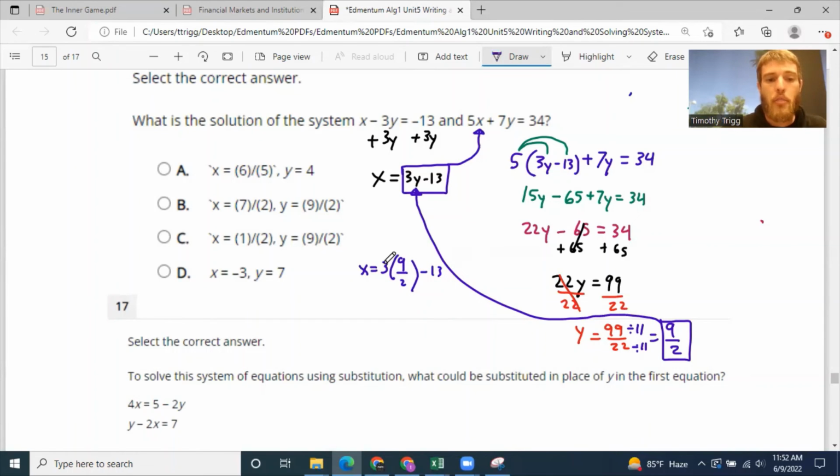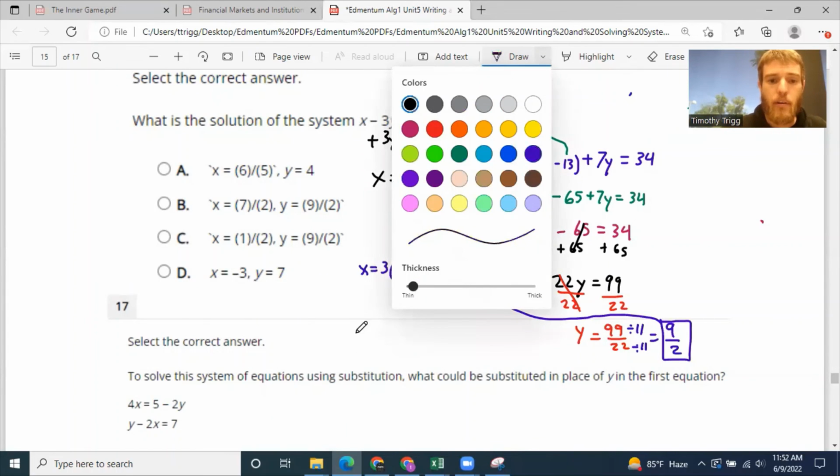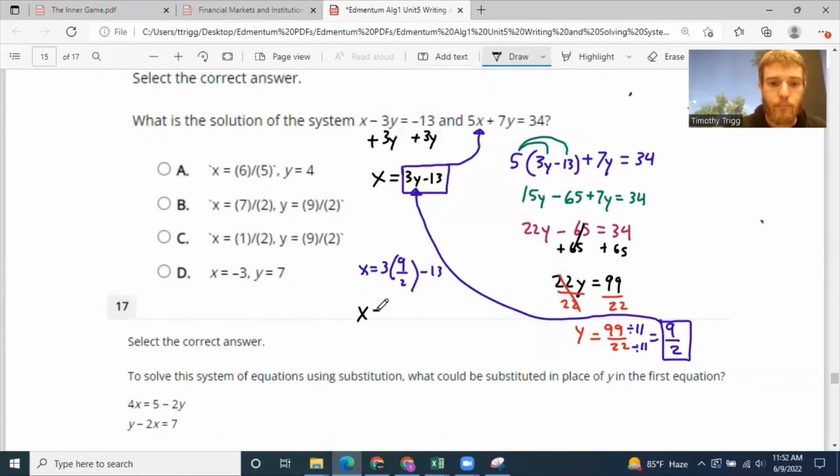So let's multiply the 3 times 9 over 2. Just multiply the 3, normally a whole number times a fraction. I say multiply times the top, divide by the bottom. But in this case, it doesn't divide nicely. So you just multiply times the top, and that's it. So 3 times 9 is 27. So this will be 27 over 2. Just keep the denominators the same.